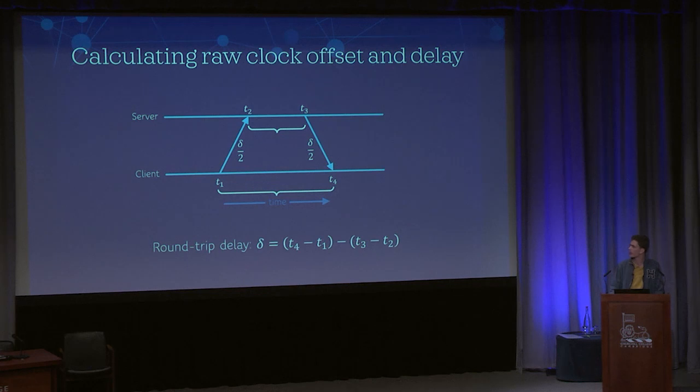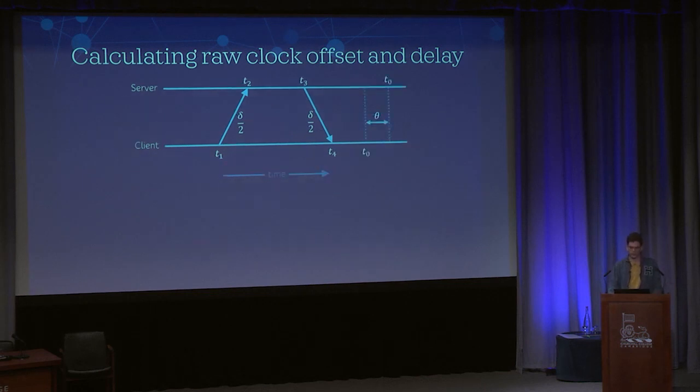So just the length of the two arrows here. And we can see again that we're assuming that the delay is symmetric here, which is why it's delta over 2 on each of the arrows. To calculate the offset, that's going to be the difference theta here on the right, where t0 is the same timestamp on both computers, and this is the offset that we're trying to minimize with this algorithm.